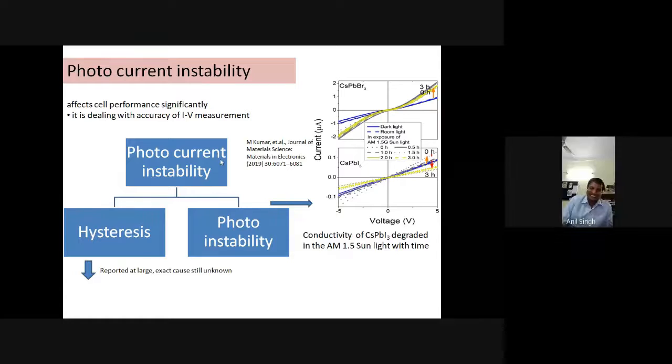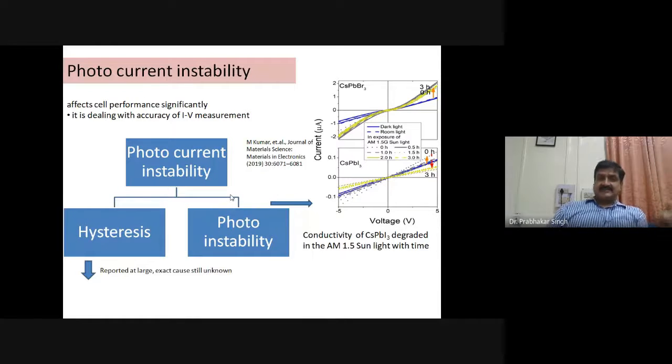Now, photo current instability. As I explained earlier, when we put the light, the material degraded. What could be the reason? Photo instability is because of degradation in the structure, and also hysteresis. Hysteresis is still a puzzle. People are trying to explain it, and a satisfactory explanation has not yet come.